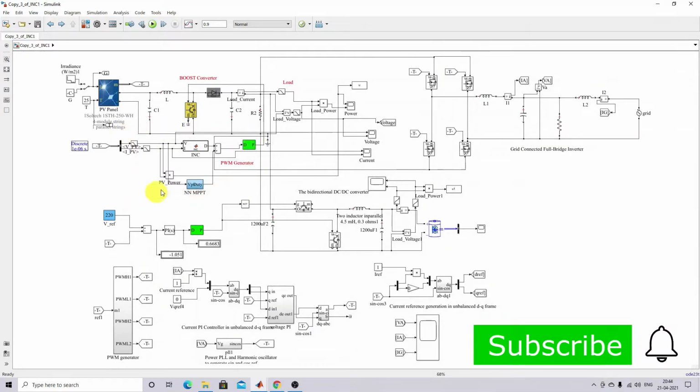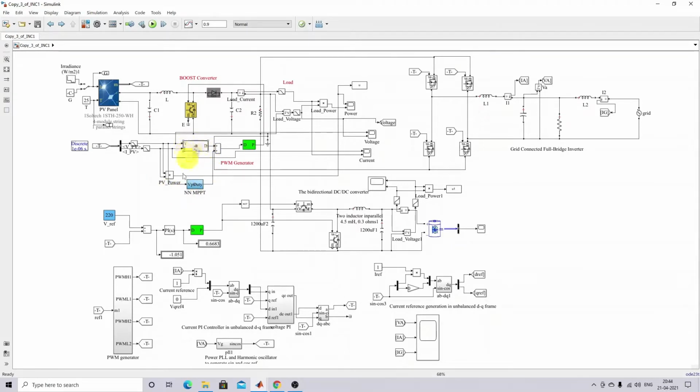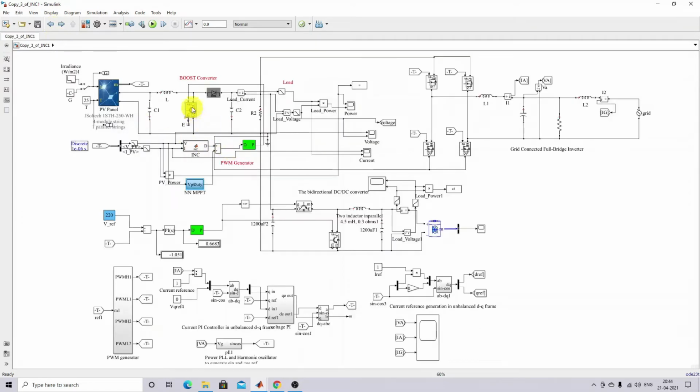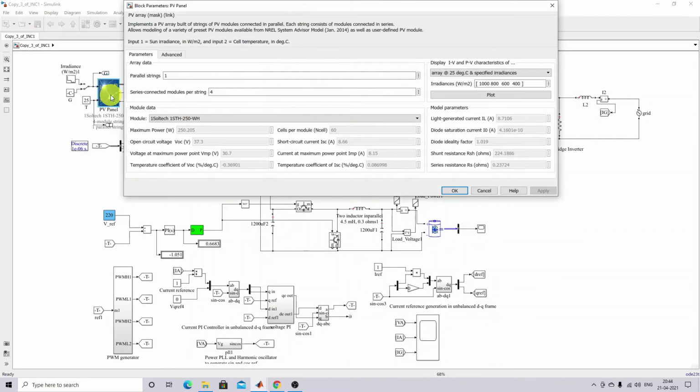Okay, so here I'm going to use two algorithms. One is INC, and another one is a neural network MPPT algorithm, in order to control the converter. Before that, I'm going to explain about the PV panel.